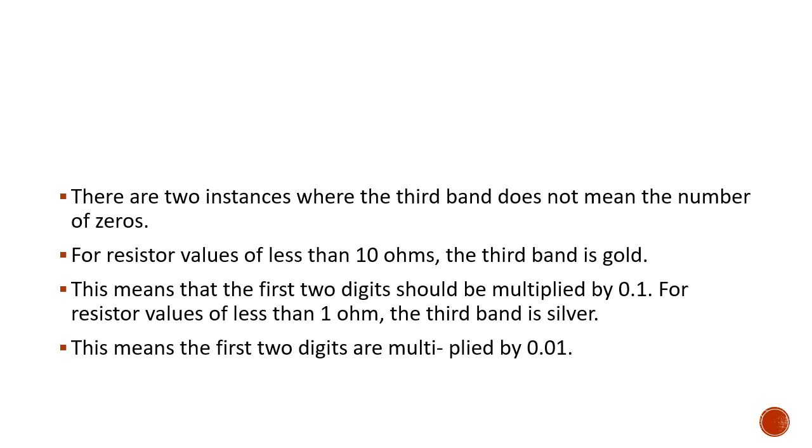There are 2 instances where the third band does not mean the number of zeros. For resistor values of less than 10 ohms, the third band is gold. This means that the first 2 digits should be multiplied by 0.1. For resistor values of less than 1 ohm, the third band is silver. This means the first 2 digits are multiplied by 0.01.